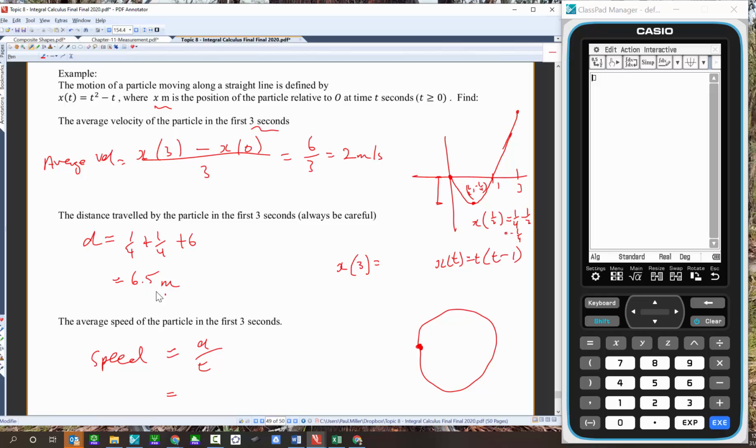So over here, we're going to take the distance that we've written down here, which is 6.5, and we're going to divide that by the time that took, which is 3, which is 6.5 on 3, and that is going to be, again, meters per second.